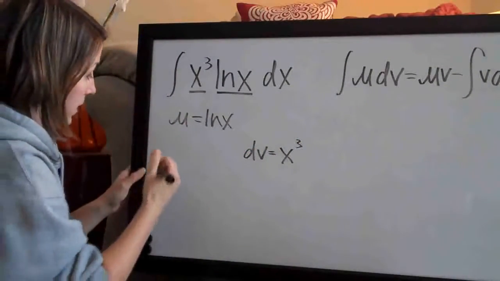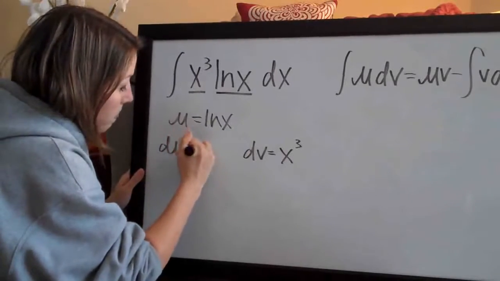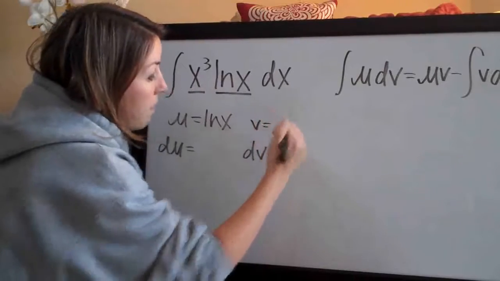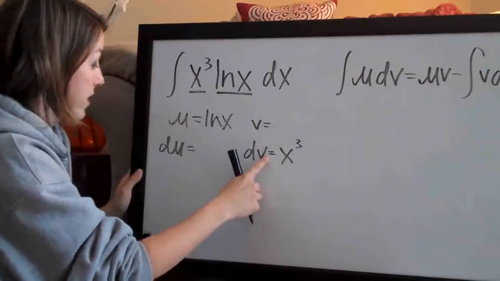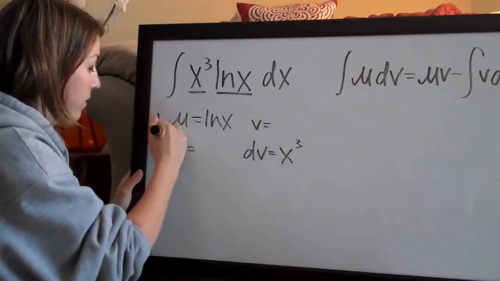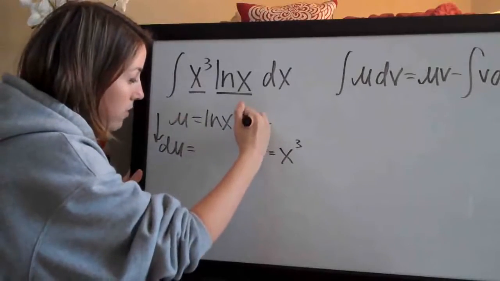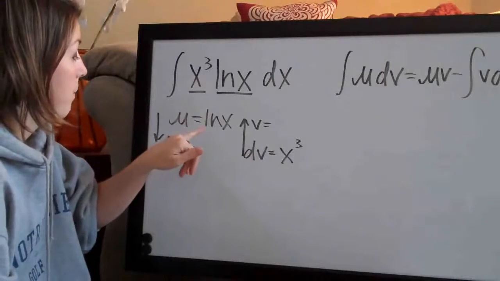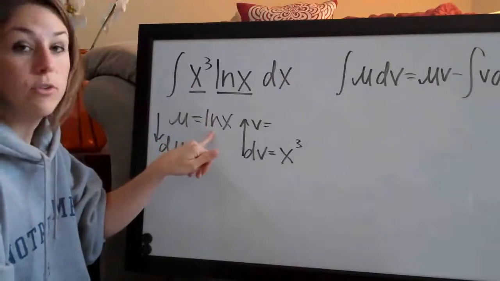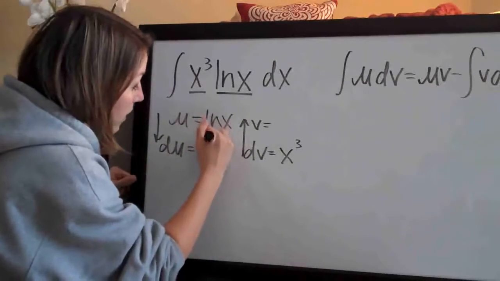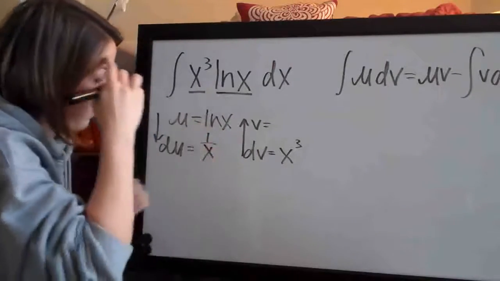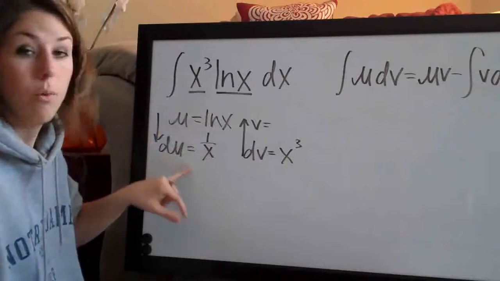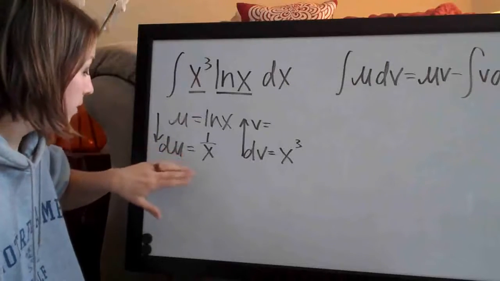Then you need to find du by taking the derivative of u, and v by taking the antiderivative of dv. So this is going to go in this direction, derivative, and this is going to go in this direction, integral. So let's do these one at a time. The derivative of natural log of x is 1 over x, and that's just a rule. That's something that you're best off memorizing. The derivative of ln of x is always 1 over x, so that's a given.